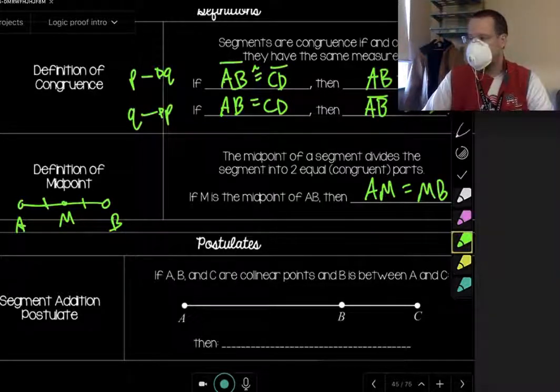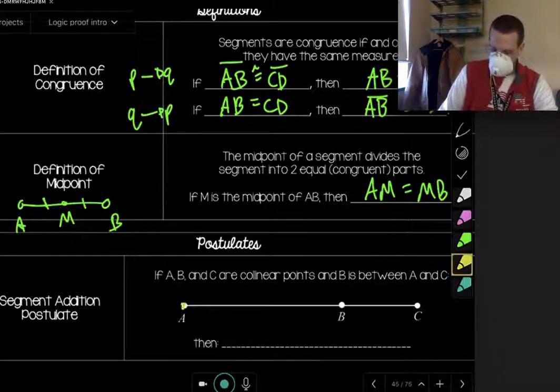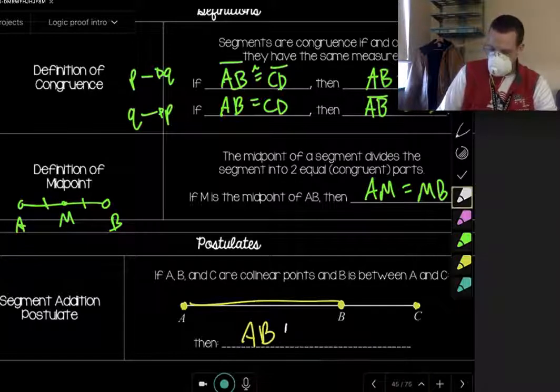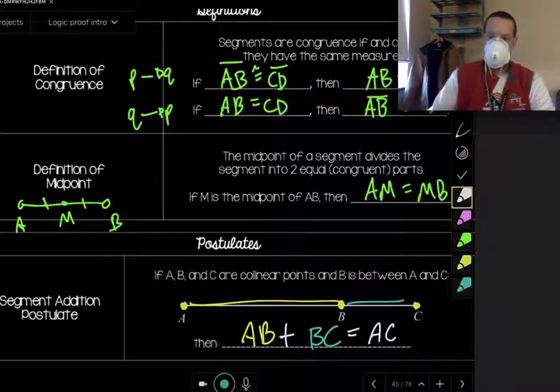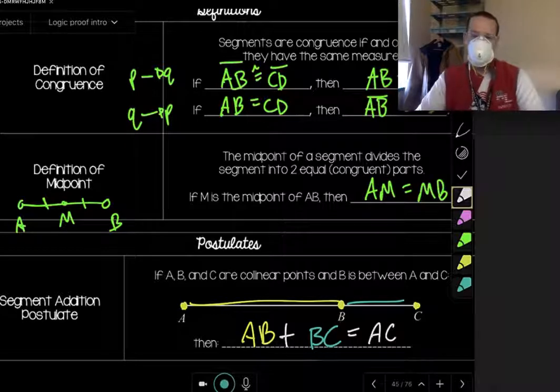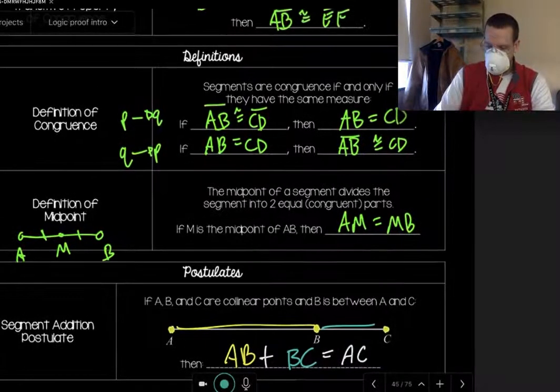And now we have one more piece to the puzzle, and that is if we have three collinear points. If we have three points that are all on the same line, that means we can add their measures. We can take the left piece plus the right piece, BC, and set it equal to the whole thing, AC. Again, that's the idea that we have two things in our pockets, and we can add them together.